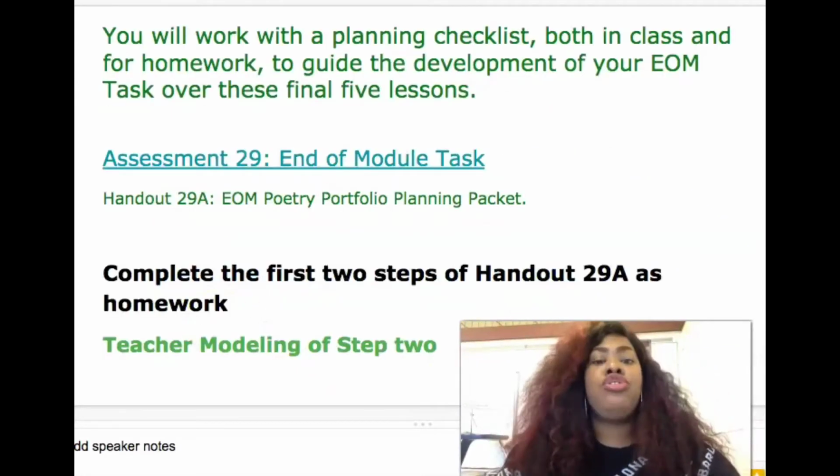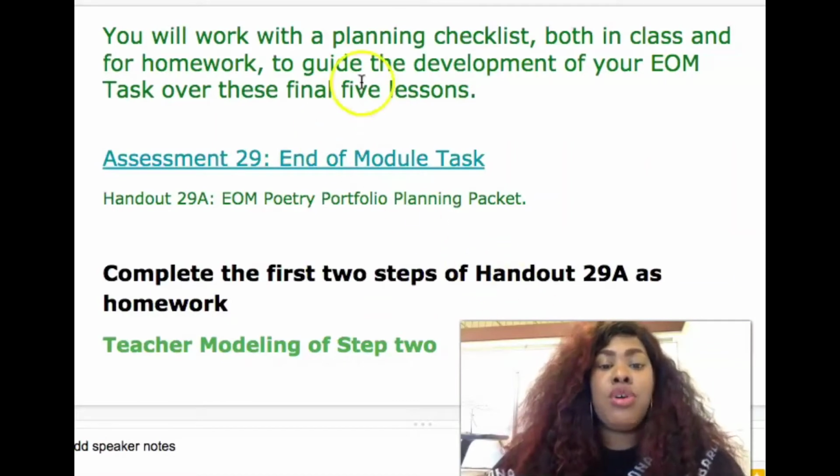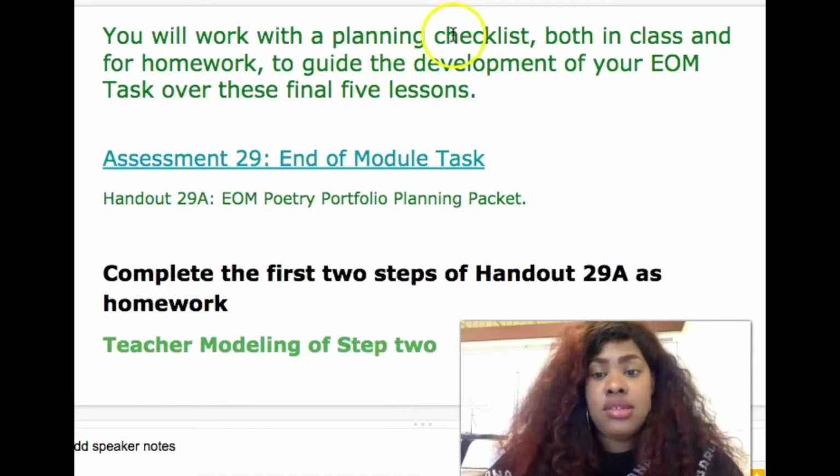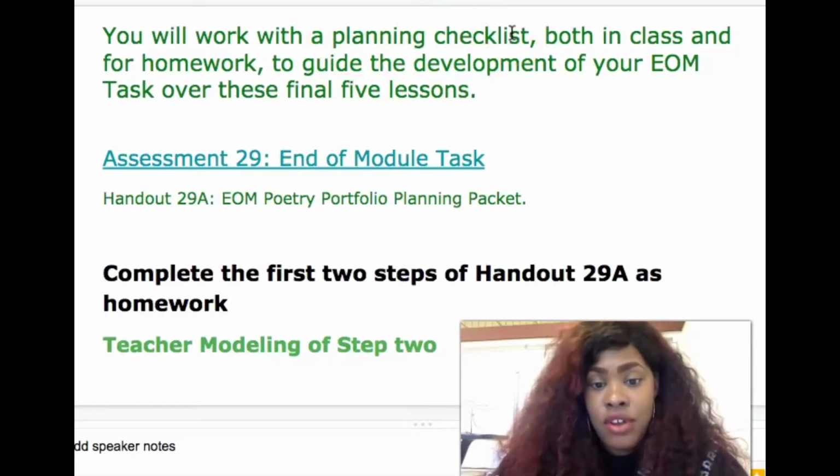So the first thing that we're going to do is begin working with a planning checklist. We're going to be working with these both in class and at home for homework. This is going to guide your development of your end of module task over the final 5 lessons, to help you put all of your items together.